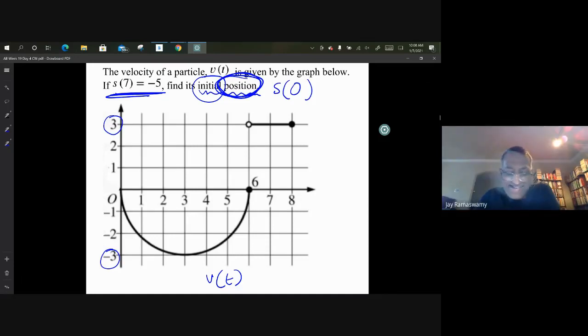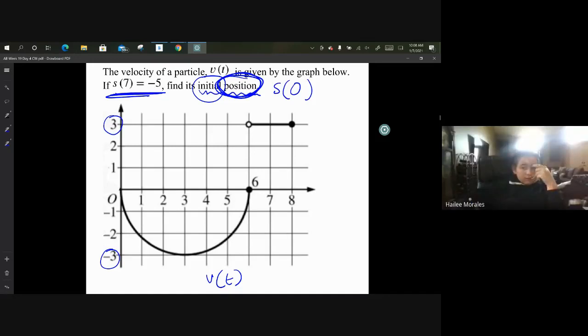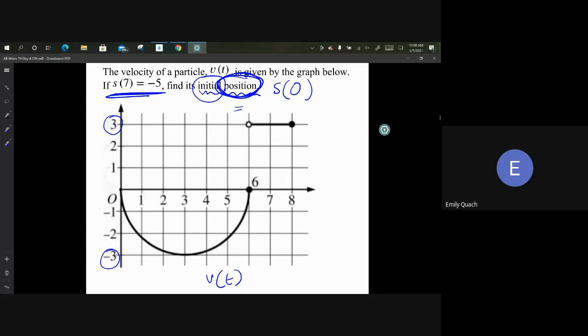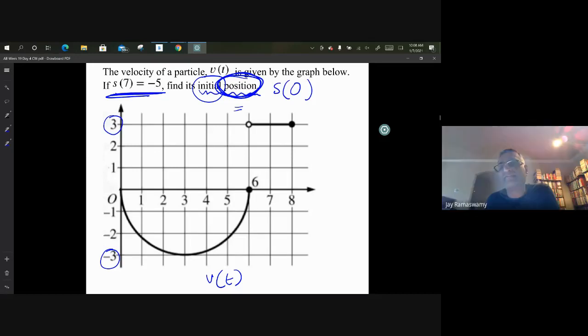Okay, guys, have they given us a starting value S of 7? Yes. And do we need S of 0? Yes. Okay, so Ms. Jin, what are you writing next step? So S of 0 equals? Ms. Jin. Ms. Jin, are you there?